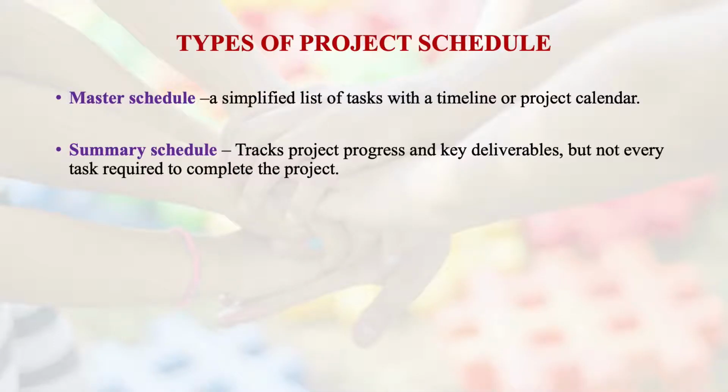On the other hand, we also have another type of project schedule which is called a summary schedule, which tracks project progress and key deliverables, but not every task required to complete the project. So you can put some macro kind of work schedules in this particular summary, where major activities are listed. And the project manager, or maybe the CEO of the company, may only be interested in how various projects are doing and what stages they are at. They may not be interested in the master schedule.